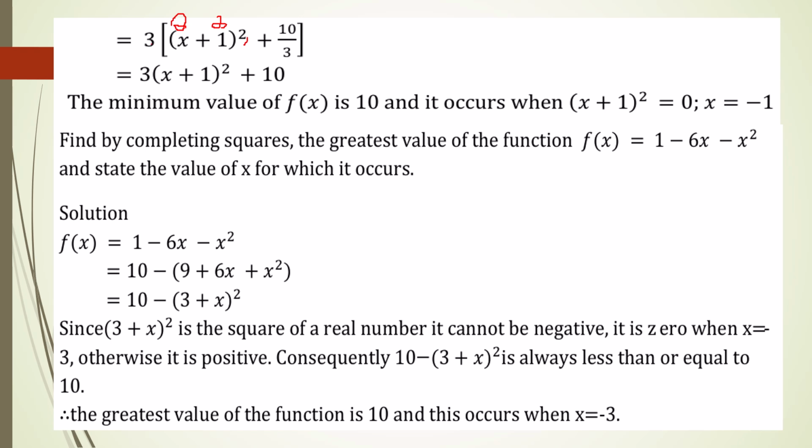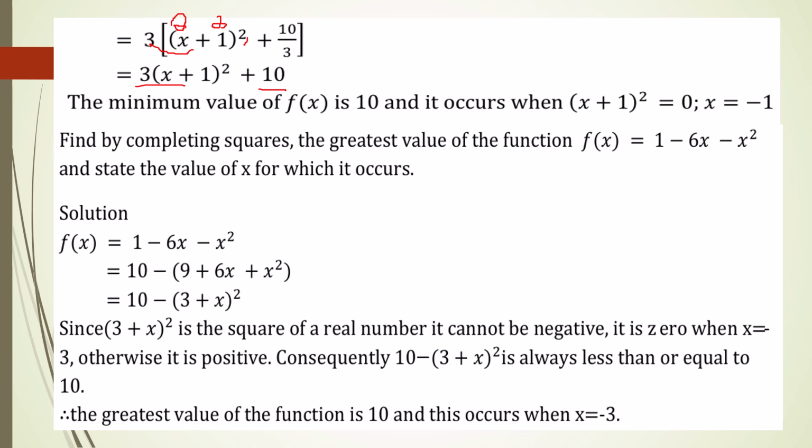So if you bring back the 3, if you open up brackets, 3 multiplies the first bracket, you're going to end up with this. And also 3 multiplies 10 over 3, you're going to end up with positive 10. So you're saying that the minimum value of f of x is going to be 10.